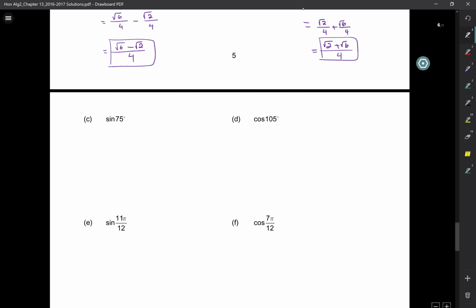Okay, sine of 75, what are we going to make it? Sine of 45 plus 30, that sounds good. No, it doesn't matter. If there's a different combination that you want to use, you could do that. If you want to do 30 plus 45, you could do that.